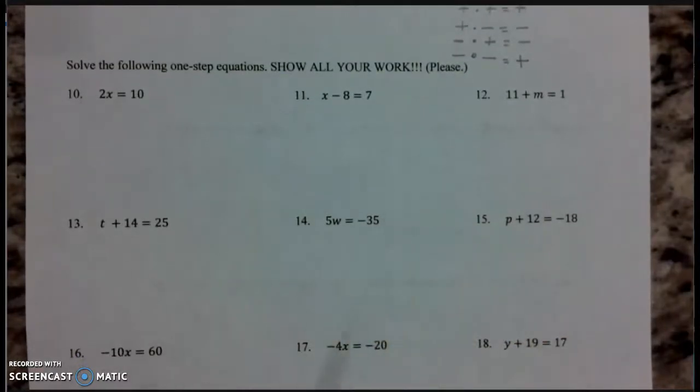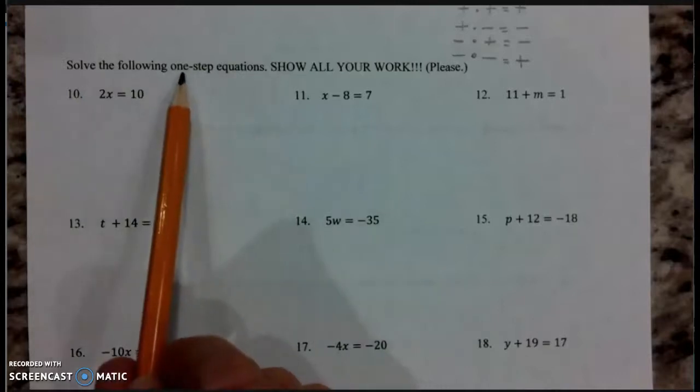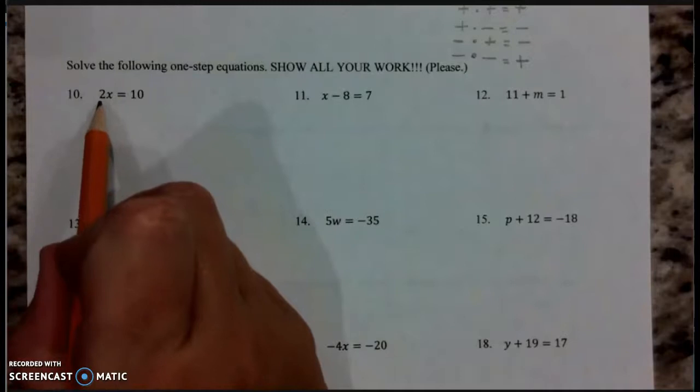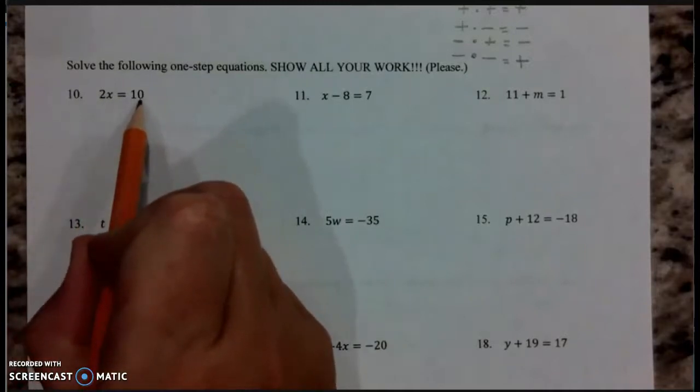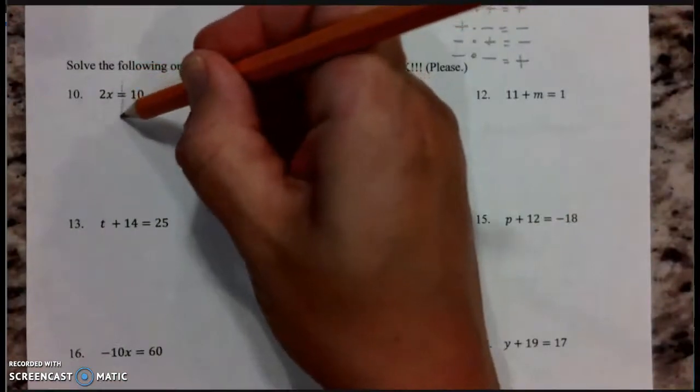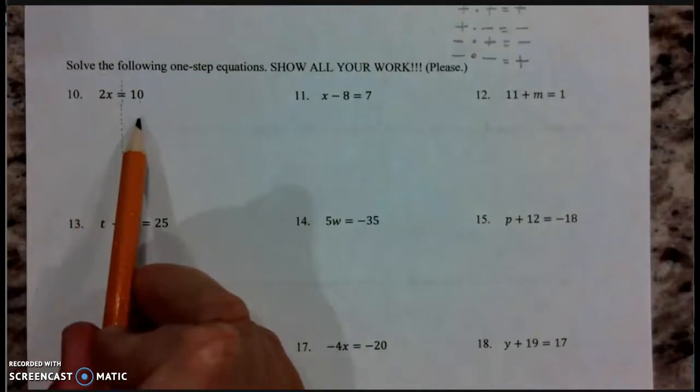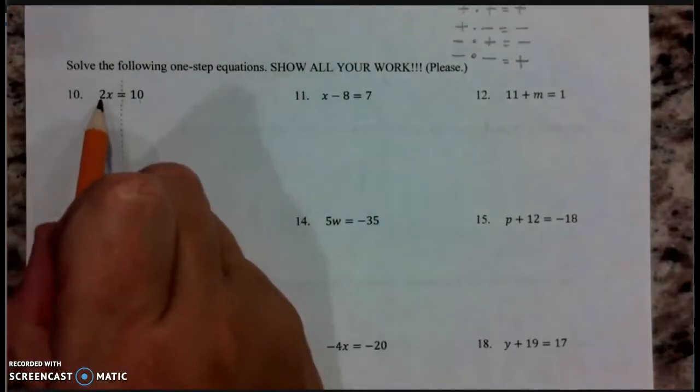So the big lesson we learned last week was solving one-step equations, which means you should only take one move, like a chessboard, to come up with your ultimate solution. So number 10, if I read this, says 2x equals 10. So the first thing I notice is I have an equal sign. I'm going to put this dotted line to say, hey, whatever you do to one side, you must do to the other. I have 2x.